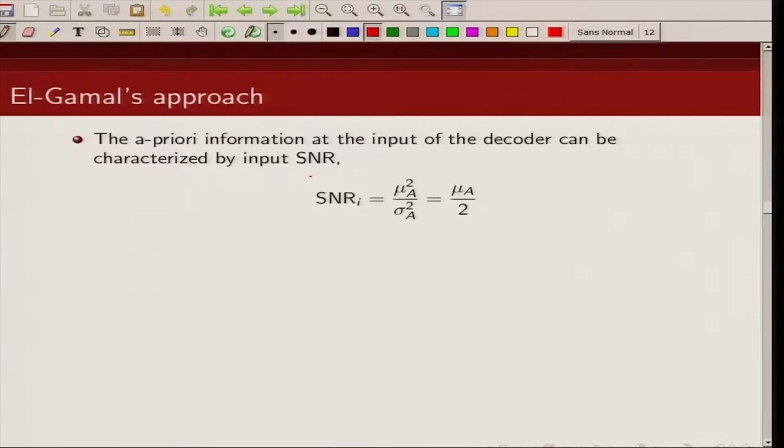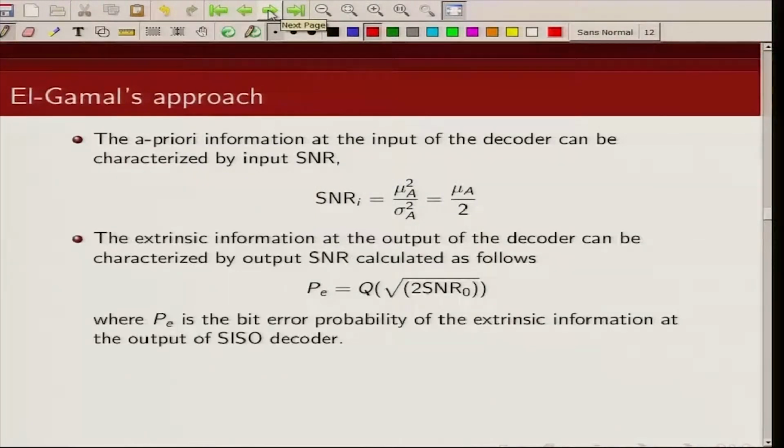Now, similarly, we can define the input SNR of the a priori information. This is mu A squared by sigma squared. Now, sigma squared by 2 is mu A. So, our input SNR is given by the mean of the a priori information divided by 2. And since our output is approximated as Gaussian, we can calculate the output probability of error as a function of output SNR, and they are related using this Q function.